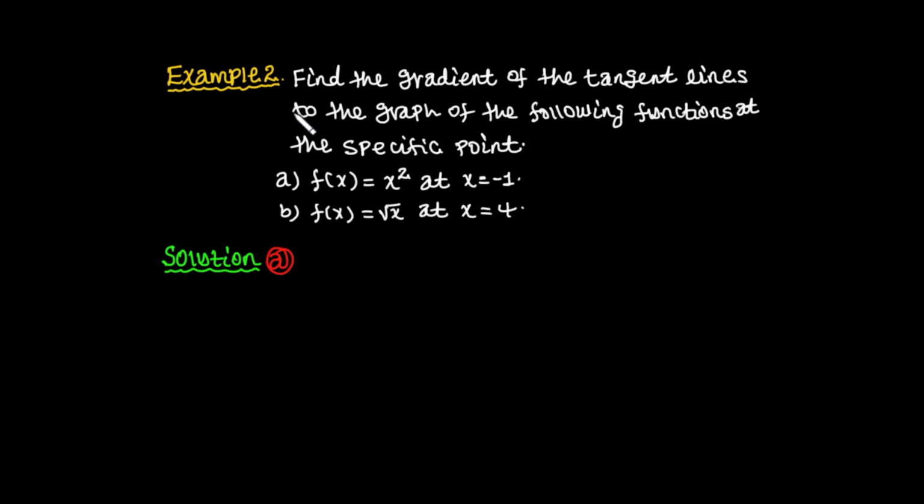In the example, what did we talk about? We talked about the slope of the secant line. In this example, find the gradient or the slope of tangent lines to the graph of the following functions at the specific points. You know, the slope or the gradient at the specific point is the instantaneous rate of change, or the derivative at the point.